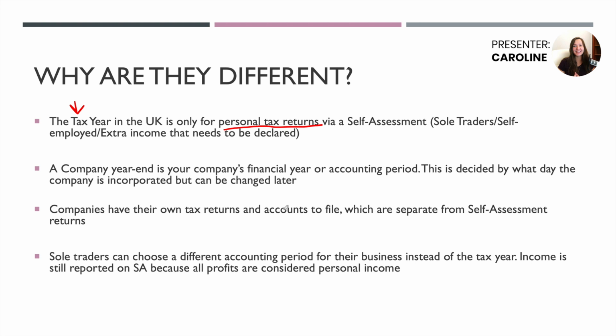Companies have their own tax returns and accounts to file, which are separate from self-assessment returns. They need to file accounts with Companies House and HMRC. Sole traders can choose a different accounting period for their business instead of the tax year, but it just doesn't really make sense because you have to report all your income on a self-assessment. You might as well have your sole trader accounts to the same days of the tax year, since that's how you actually calculate what's due to HMRC. But for limited companies, you can shorten the year end or change the year end to coincide with the tax year end.